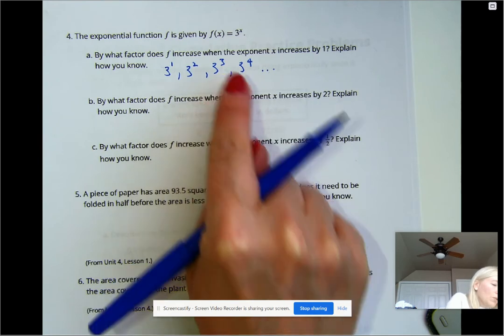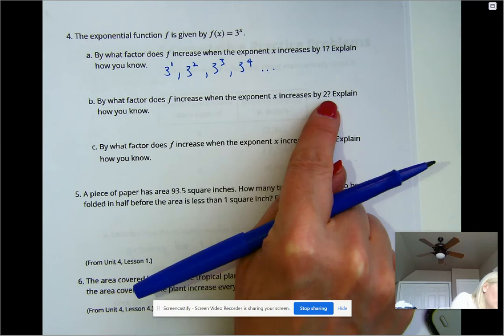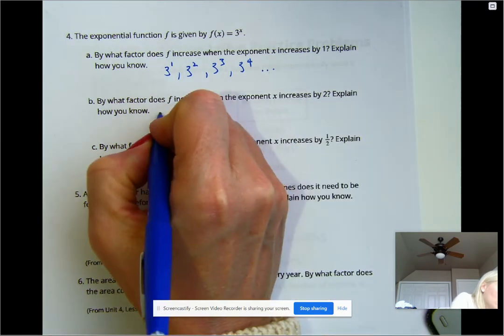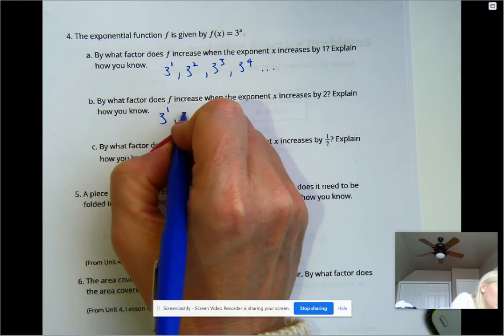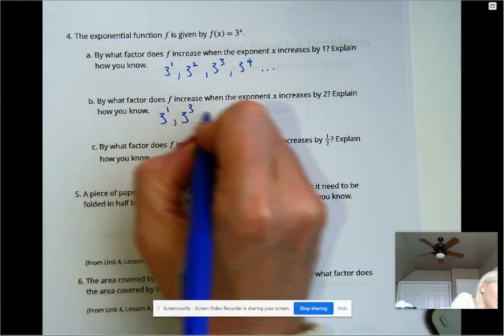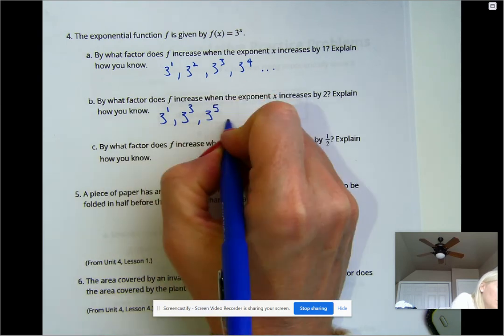But then if we increase the x values by 2, and let's say we still just start with 3 to the first, the next one is 3 to the third, and then 3 to the fifth, and then 3 to the seventh.